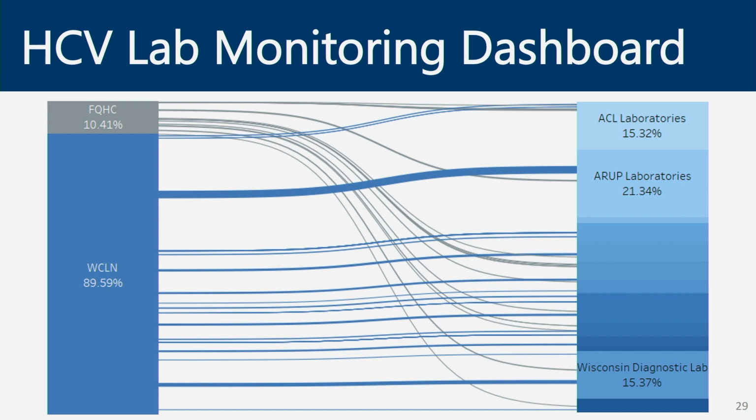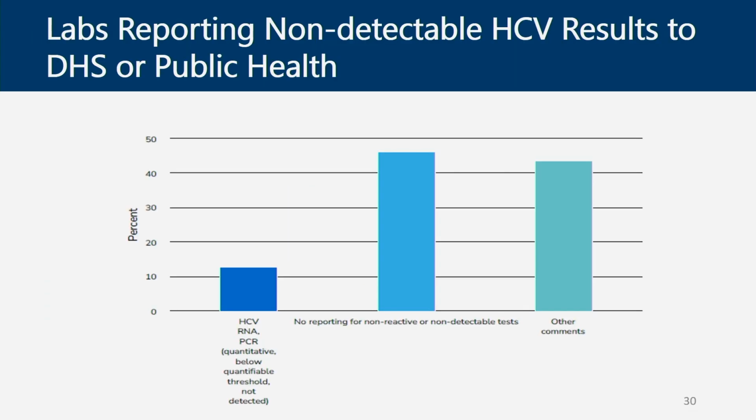I'm sorry to interrupt. What's the left? What's FQ? Federally qualified health centers is the FQHC on the leftmost column. And then WCLN is the Wisconsin Clinical Laboratory Network. FQHC is? Federally Qualified Health Centers. Of the lab results that we were seeing, that's the type of reference labs that were being used. Federally funded clinics in the state? Yes. Thank you for the clarification, Alana.